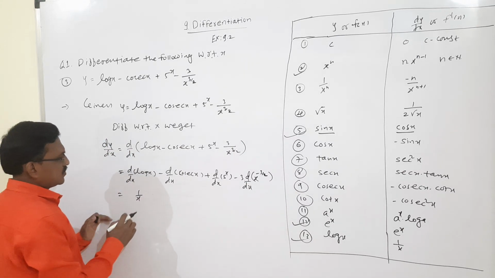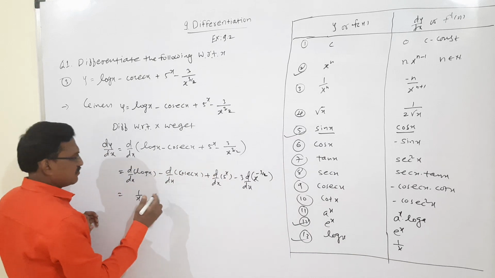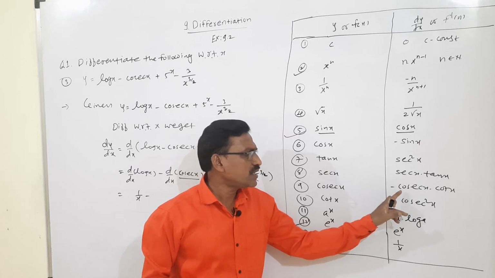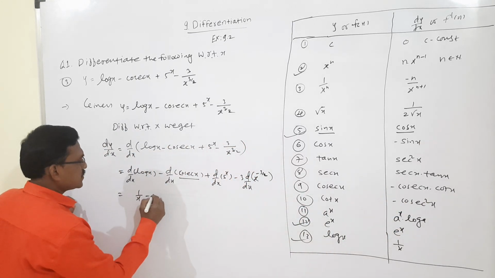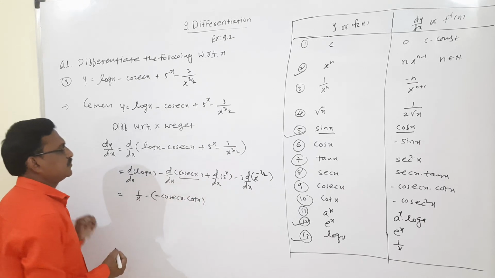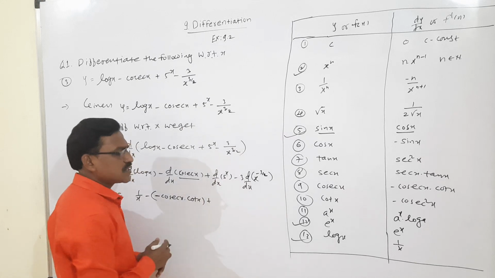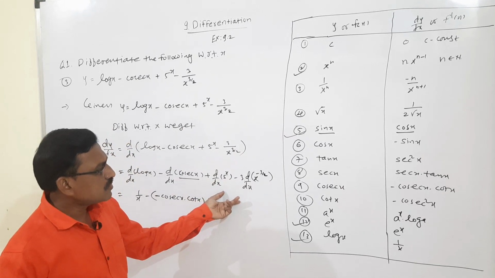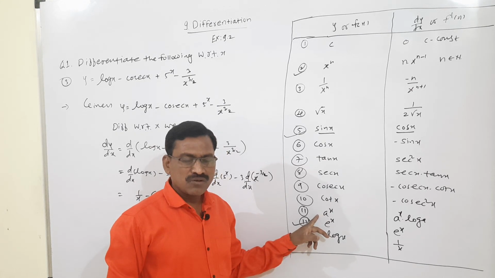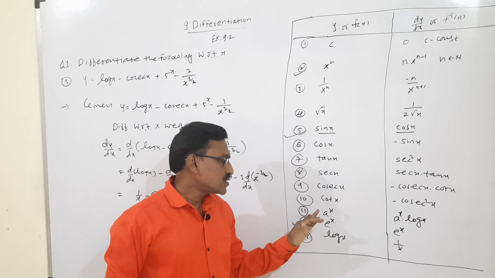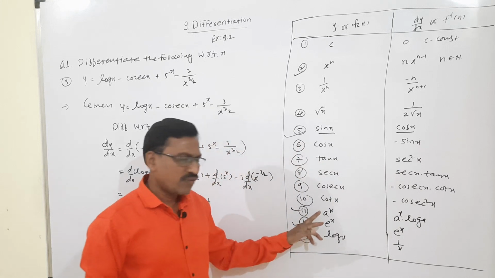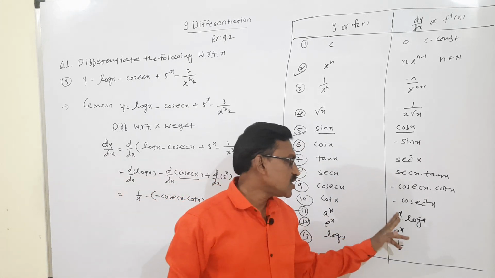And then derivative of log x is 1 by x, minus derivative of cosec x, which is a trigonometric function. Derivative of cosec x is minus cosec x into cot x. Then plus derivative of 5 raised to x. Which type of function is 5 raised to x? When we put a equal to constant, a equal to 5, then it's 5 raised to x. So derivative of a raised to x is a raised to x into log a. So the derivative of 5 raised to x is 5 raised to x into log 5.